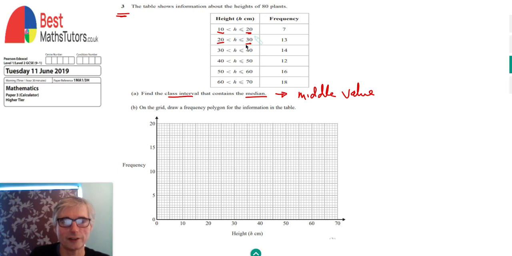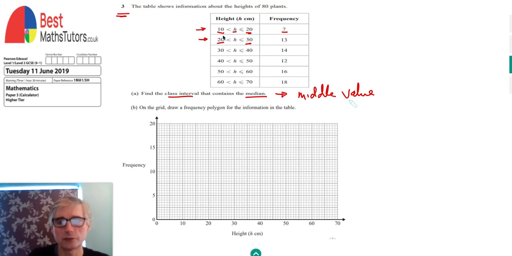The reason for the difference is if we had a plant that was exactly 20 centimeters in height, we might be confused as to which group we'd put it into. Would we put it into this one, or this one? Because the height is less than or equal to 20 in this group, the 20 would go in this group, but not in the next, because the height has got to be greater than 20 for that one. The frequency is telling us how many plants were in each group. So we're told that there were 7 plants in the group 10 to 20.